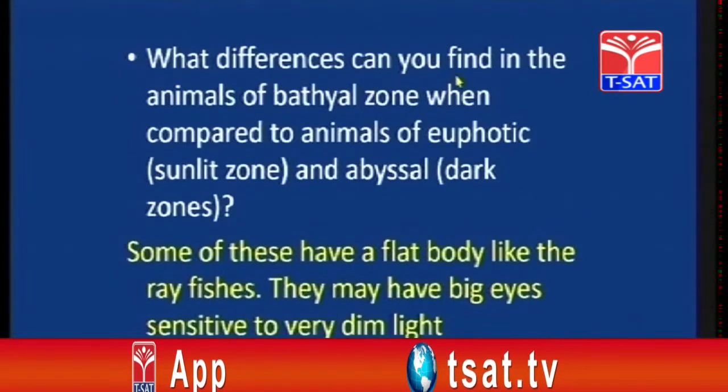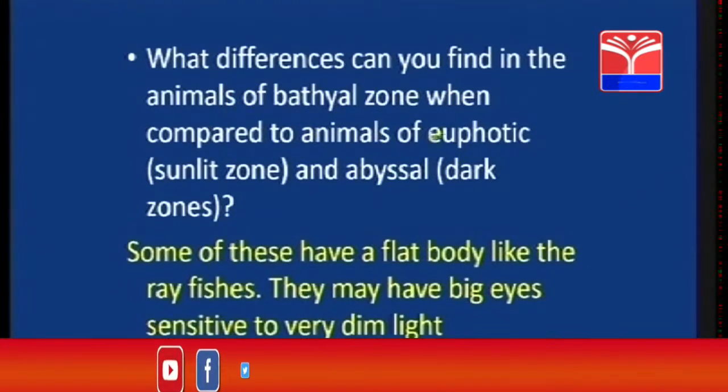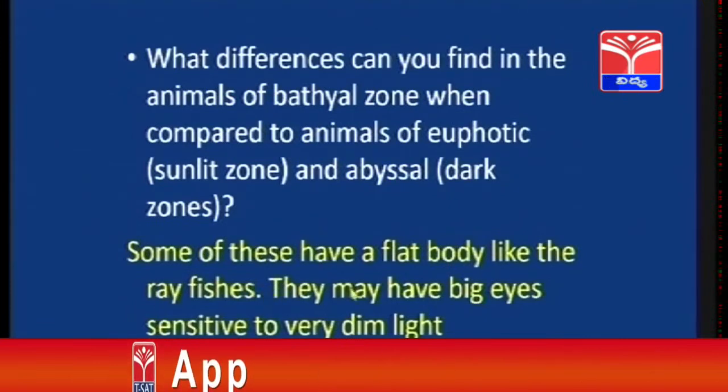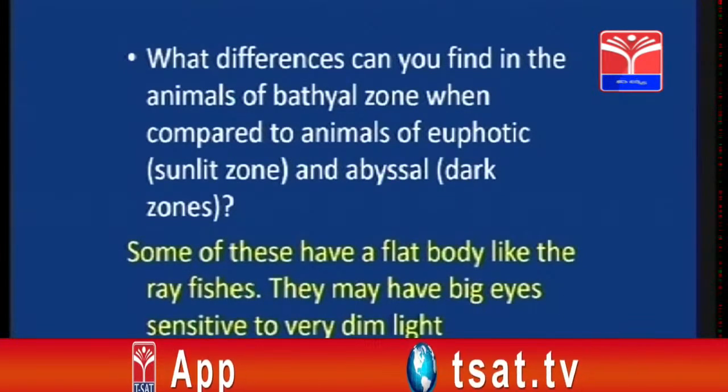What kind of differences can you find in the animals of the bathyal zone when compared to animals of the euphotic, that is the sunlight zone, and the abyssal, that is the dark zone? Some of these fishes have a flat body like ray-fin fishes. They may have big sensitive eyes to see in very dim light.